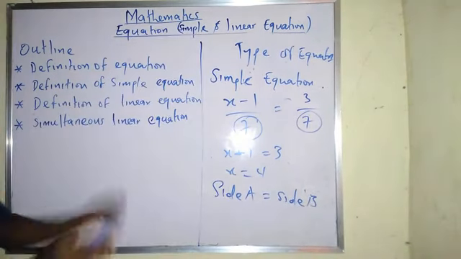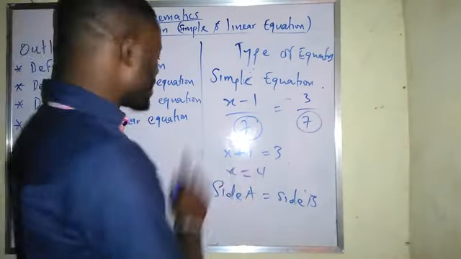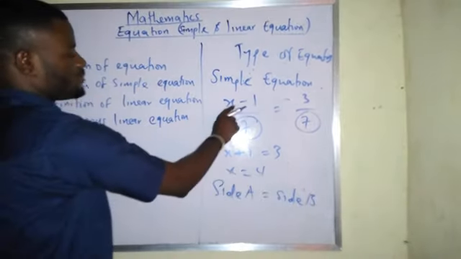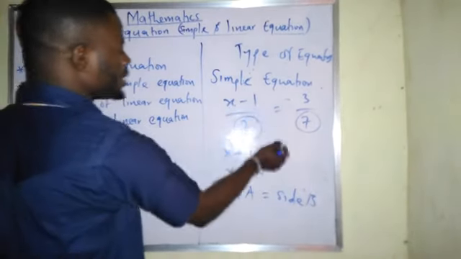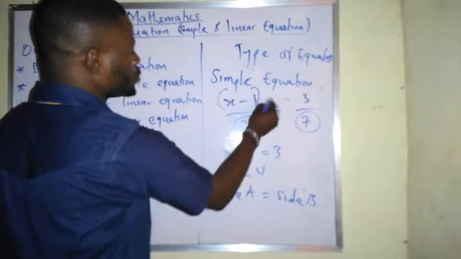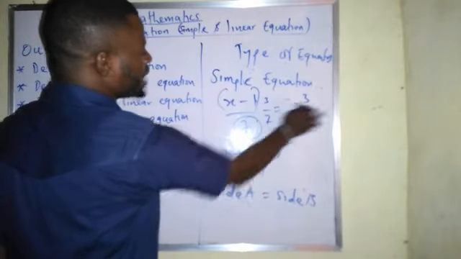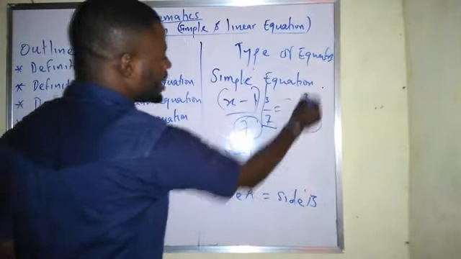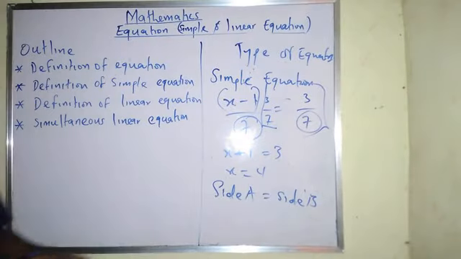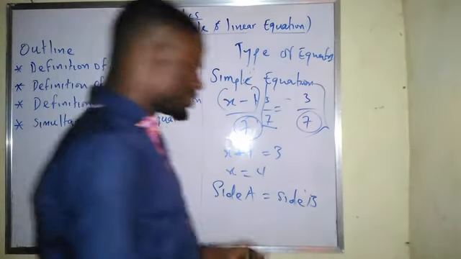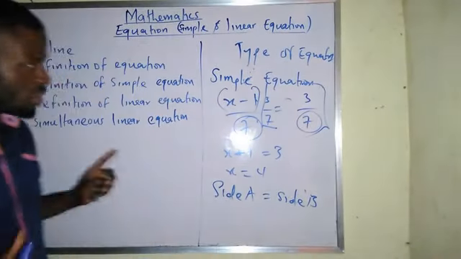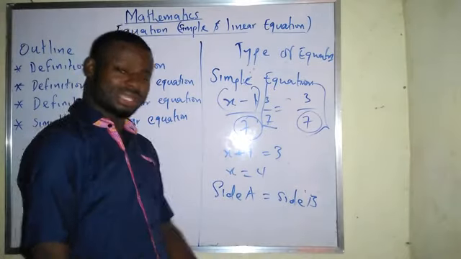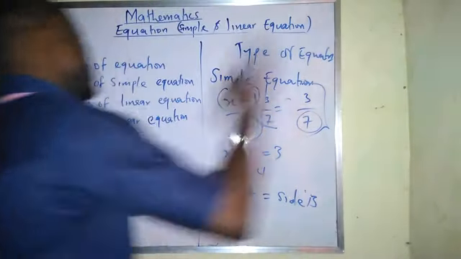If they are not equal, it means you have not solved any problem. Look at it. If we put 4 here, it means 4 minus 1, which is going to be 3 all over 7 and 3 all over 7. Can you see that this is equal to this? That's all about equation. Anytime you solve simultaneous equations, or any given equation, it must obey the condition that side A is equal to side B.